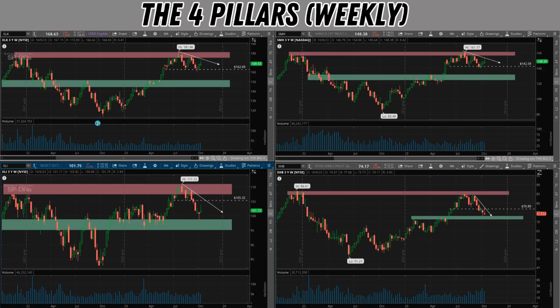Now, the four pillars are very important. The reason that these are the four pillars is because these four sectors of the market are very important to the overall strength of the market, right? So top left, we have XLK. This is tech. Obviously, this is going to be your most important sector for the stock market, arguably. And then you have SMH right here, which is your semiconductor ETF, which again is arguably one of the most, if not the most important sector in the tech sector, right? So it's a subsector of the tech sector.